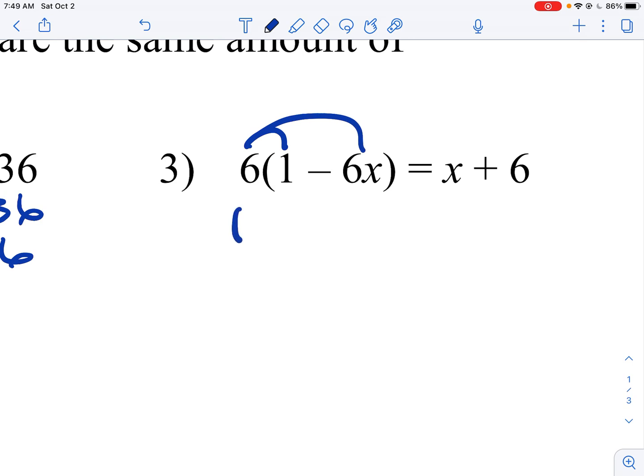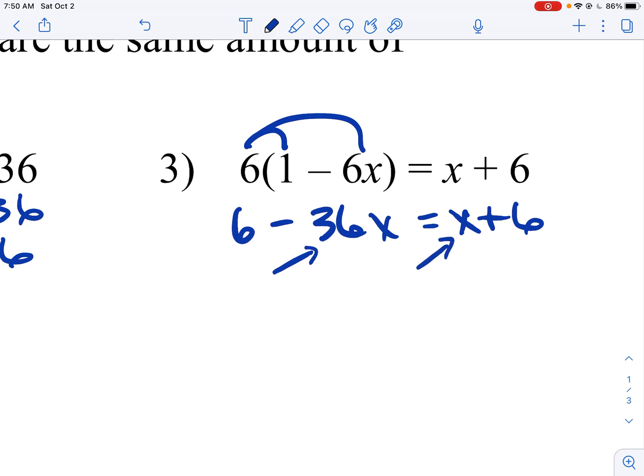So you multiply this through. You get 6 minus 36x equals x plus 6. And the reason I wanted to show you the coefficient thing first before I did this problem is I need you to make sure you notice something. Notice how these are totally different coefficients. That means this is going to come out with a solution. Some people, when they see this one, say, oh, it's no solution. It actually has a solution.